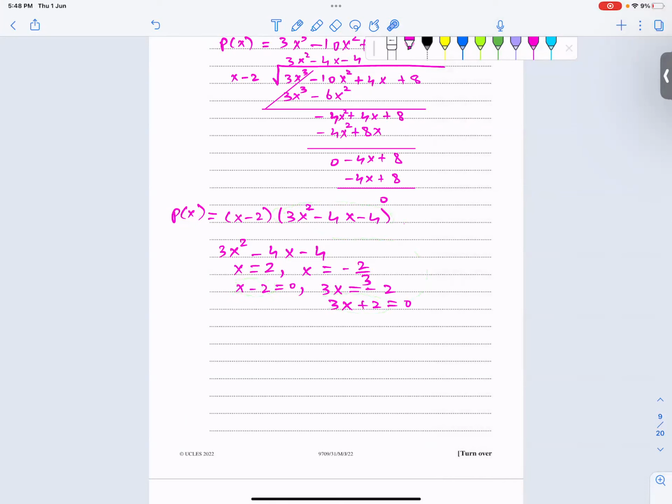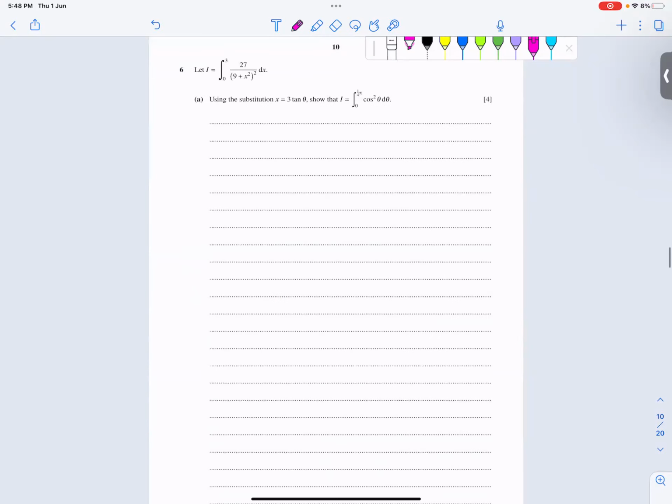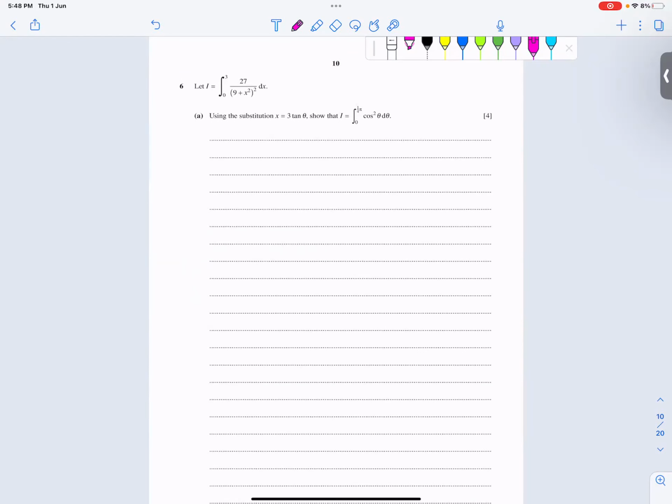So the factors for our original polynomial will be x minus 2, that was the previous factor, and then the two factors of the quadratic. This becomes x minus 2 times 3x plus 2. So as a whole, (x minus 2) squared times (3x plus 2) is the complete factorization of our given polynomial. Now the sixth question is about integration by substitution.